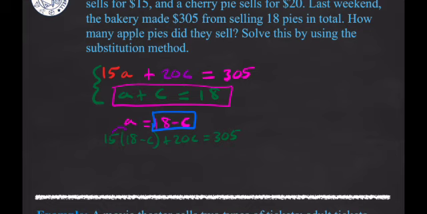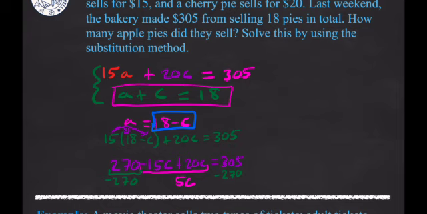So what we are going to have to do is simplify and solve for the value of c. So we have 15 times 18, and 15 times 18 is going to be 270, minus 15c plus 20c equals 305. Okay, well then let's go ahead and get some stuff together. Let's combine these two c's, so negative 15 plus 20, that's going to be 5c. And let's get the constant to be on the other side, so we subtract 270.